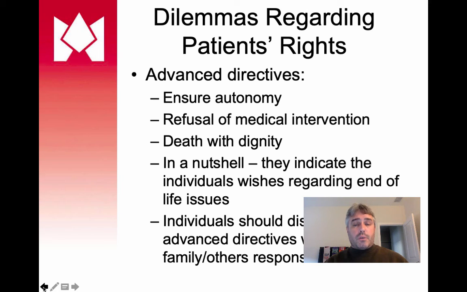So in a nutshell, it indicates individuals' wishes regarding end-of-life issues before they get to that point. And we should encourage all of our patients, if they don't have them, to talk about their advance directives with families or others responsible. And if they do have them, make sure that family members or others responsible for them know where those advance directives are and know what their wishes are.